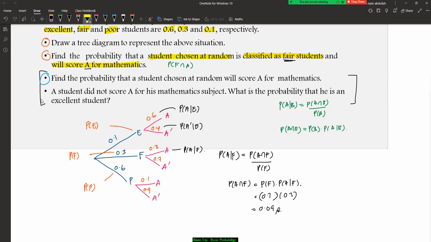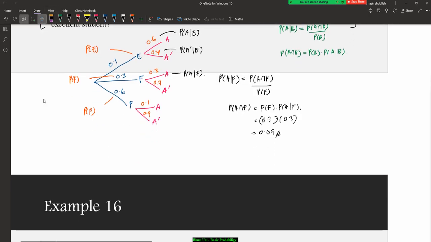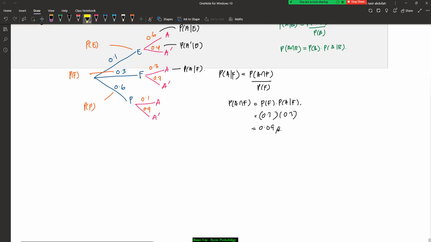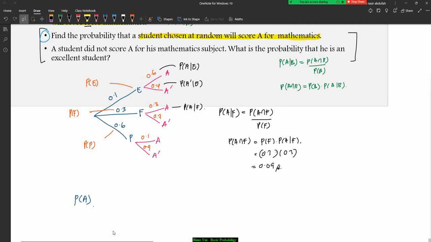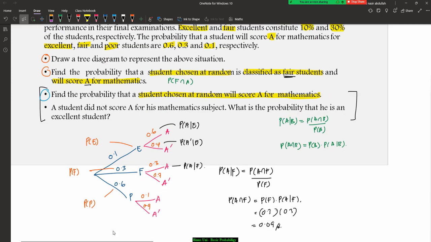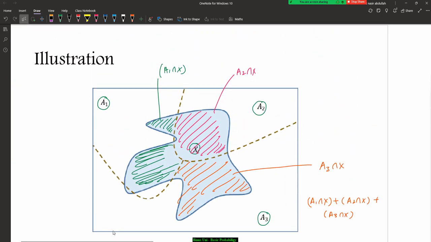Find the probability that a student chosen at random will score A for mathematics. So what we want to know here is the probability of a student getting A, so we want the probability of A. If we look at the tree diagram here, we don't have the direct value of probability A. If you relate with this example, let's say you want to find X, you need to add every probability that intersects with X. Then you will get the probability of X.